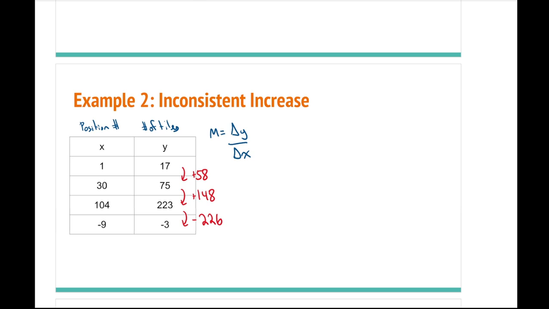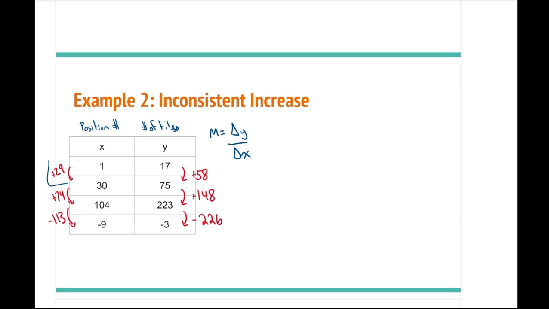So even though these points may be out of order, this strategy will still work as long as we're staying consistent. So from 1 to 30 is an increase of 29. From 30 to 104 is an increase of 74. And from 104 to negative 9 is a decrease of negative 113. So again, as long as we're staying consistent with what changes we look at.